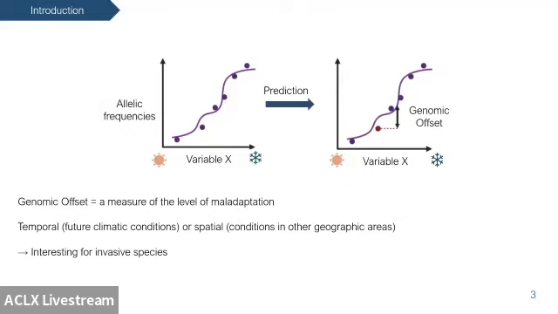So this genomic offset can be either temporal, meaning that it can be computed for future climatic conditions, or spatial, computed for conditions in other geographic areas. And so this genomic offset index could be particularly interesting for invasive species because it could be used, for example, to predict geographic areas that are more at risk to be invaded, or types of plant hosts that are more at risk to be destroyed, for example.